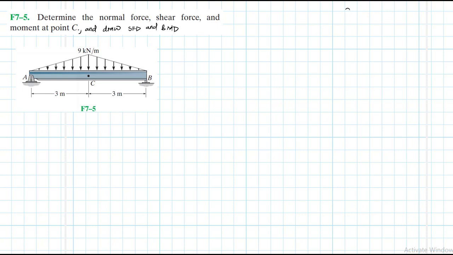All right. This problem is coming from the Engineering Mechanics Statics textbook, 13th edition by R.C. Hibbeler. So we have a triangular distributed loading on a simply supported beam. Let's draw the free body diagram.